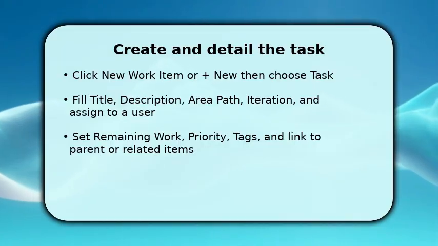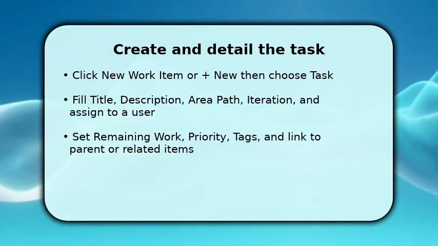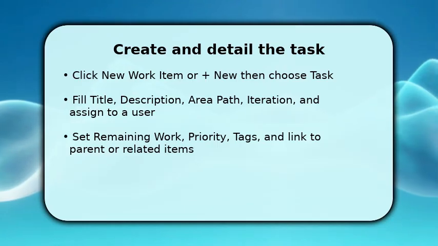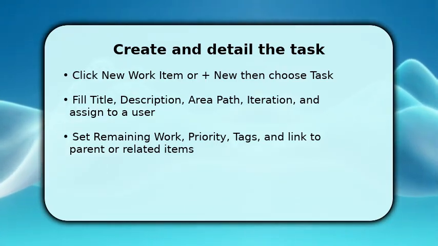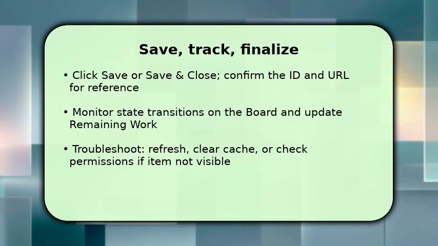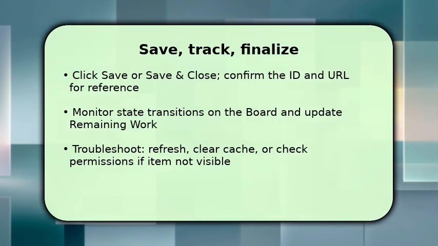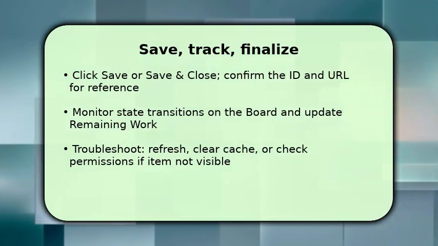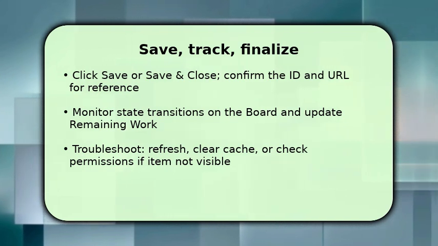Assign the task to a person, estimate remaining work, add priority and tags, and link it to a user story or bug so scope and dependencies remain clear once work starts. You save the task and note its ID and URL so stakeholders can find it. Save or save and close commits details immediately.